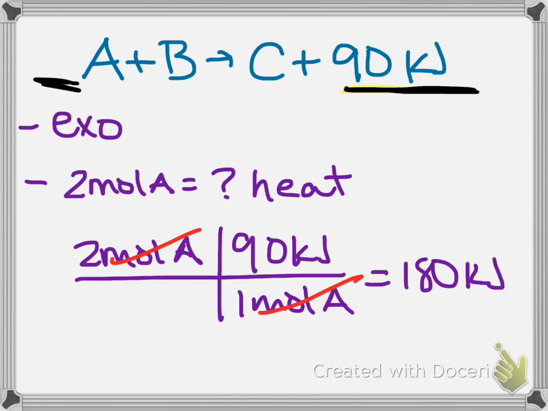Okay, so it's just like stoichiometry. This is for every 1 mole, there is 90 kilojoules. Now I could do the same thing. I could have said if there were 2 moles of C, that would have also given me 180 kilojoules.